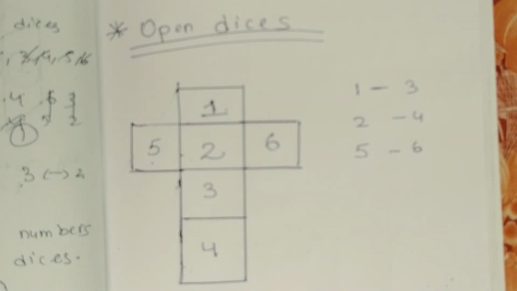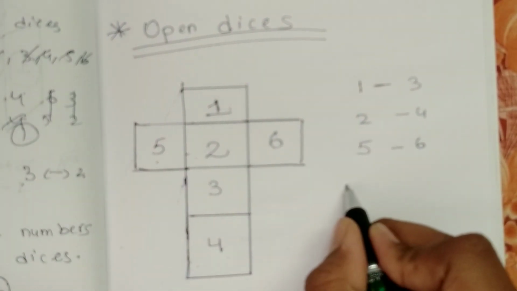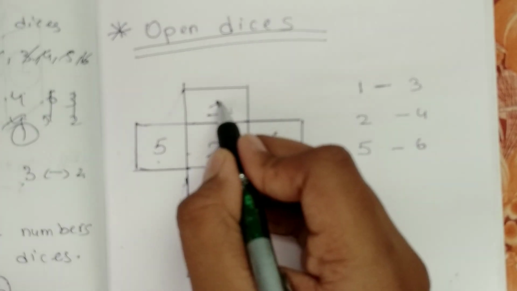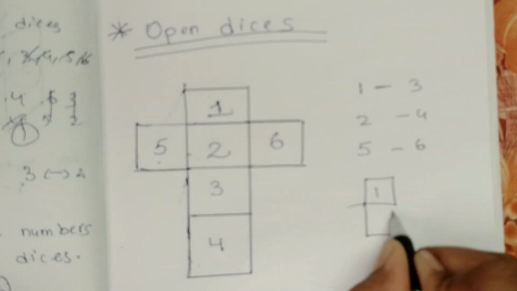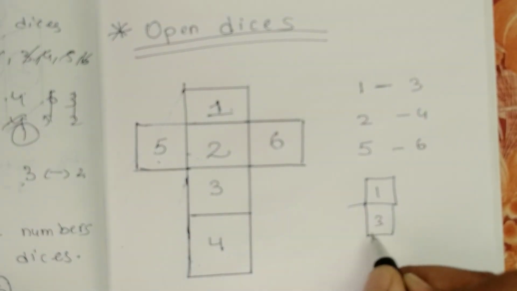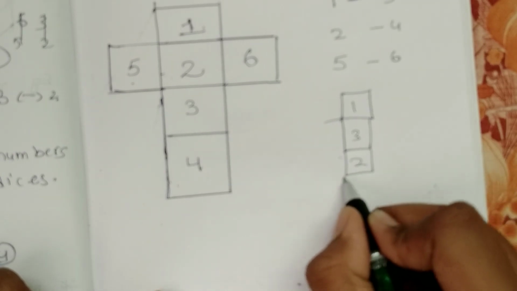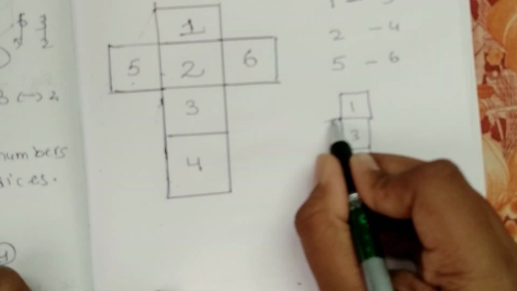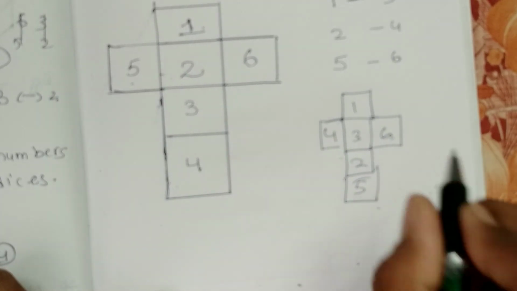Now I will make you do one question. Think, this is only one question. Now in this question I'm going to change the numbers here. So this will be 1 only, and next one will be 3. I won't take 2. I'll take here 3, and next one will be 2, and another will be 5. Here I'll take 4, and here I'll take 6 only.